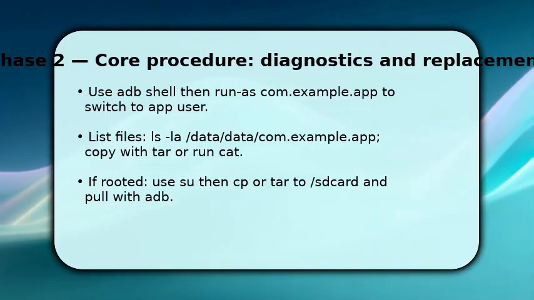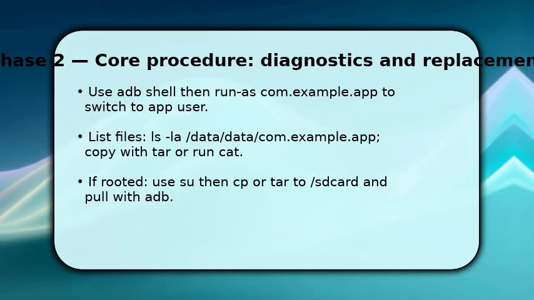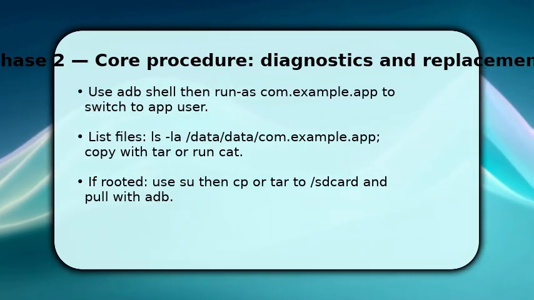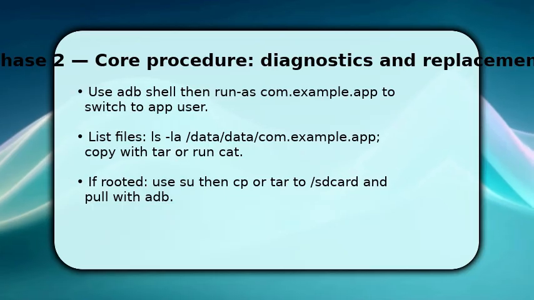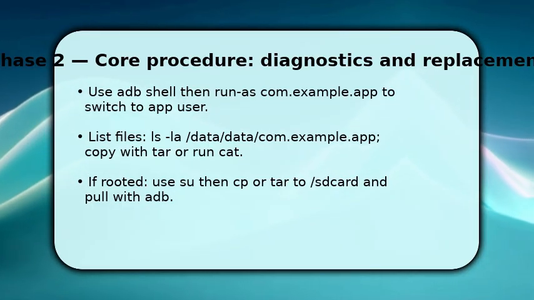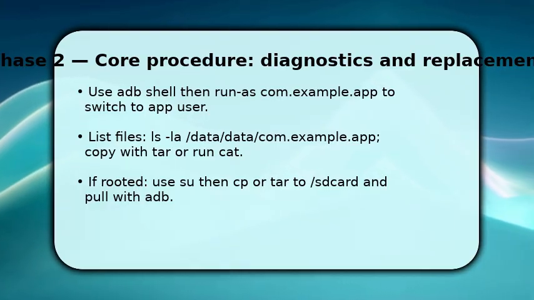Now you access the data folder using ADB shell commands that match your privilege level. If the app is debuggable, run as com.example.app. That gives you its UID, then list files with ls -la and inspect databases or files. To pull complex directories, create a tar inside the shell and exit, then adb pull that tar to your machine.